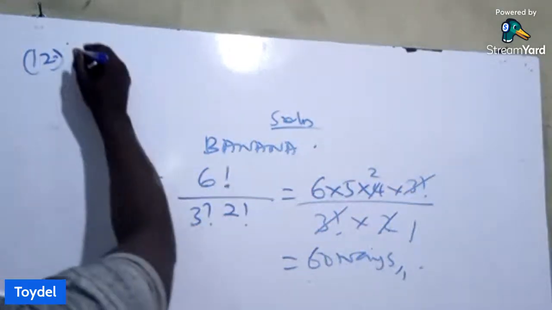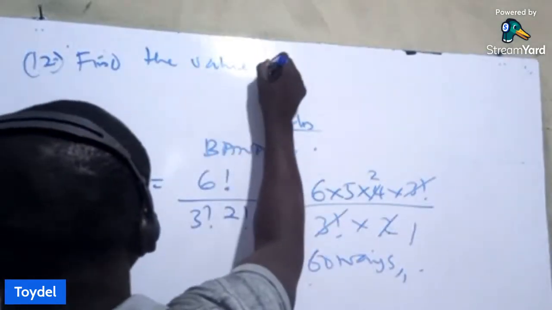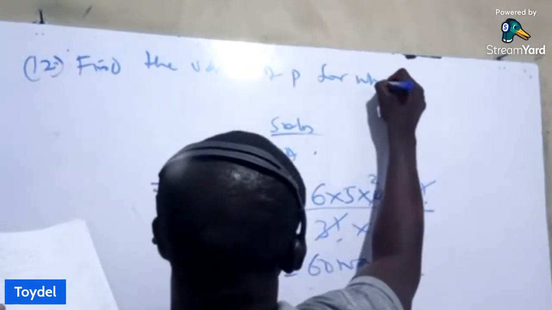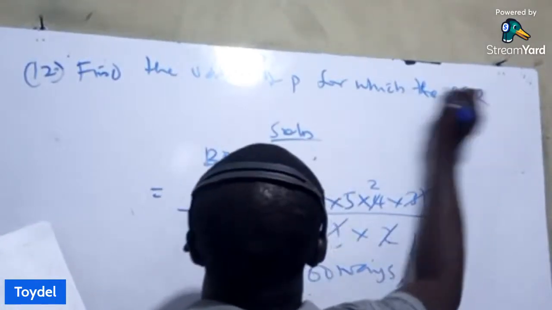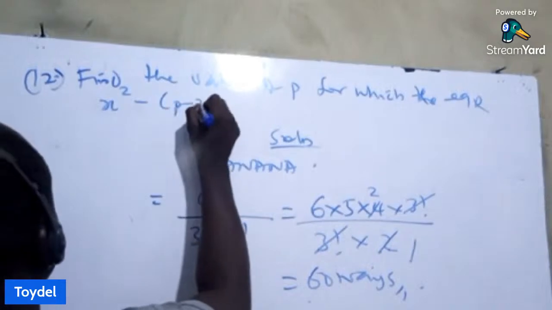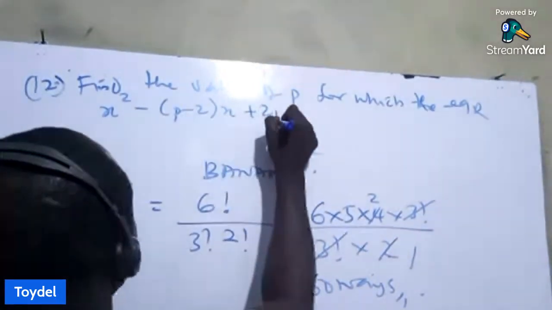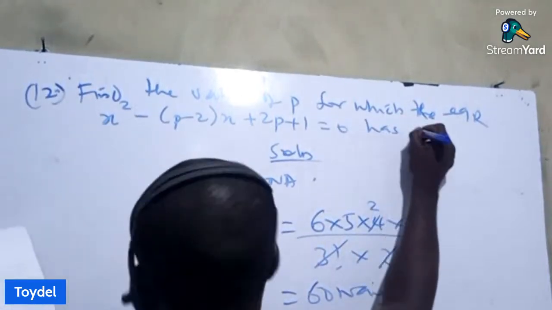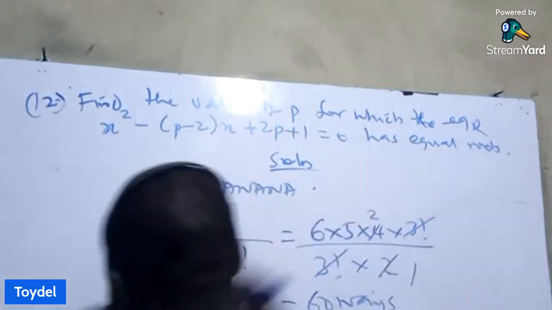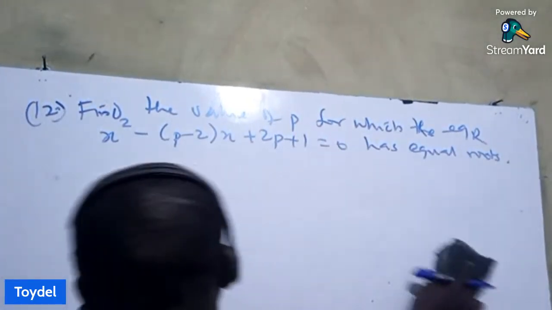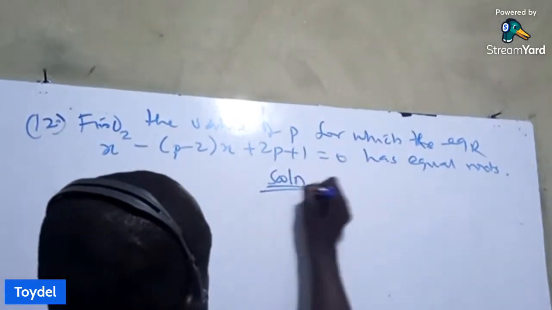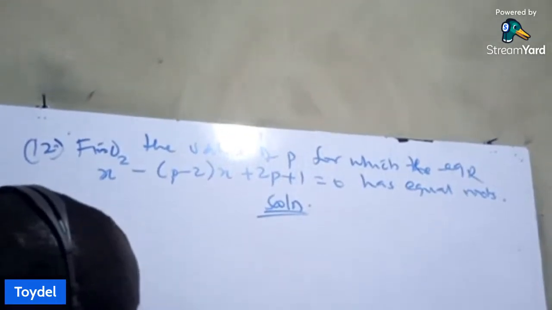So there's this other question. The question says find the value of p for which the equation x squared minus p minus 2 x plus 2p plus 1 equals 0 has equal roots. Okay, so this is the question. Then this question is under theory of quadratic equations. When you are talking about roots, we are talking about quadratic equation. So this question is actually under theory of quadratic equation.